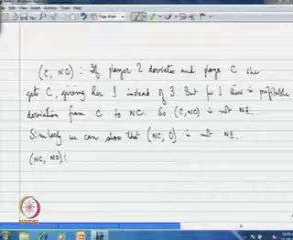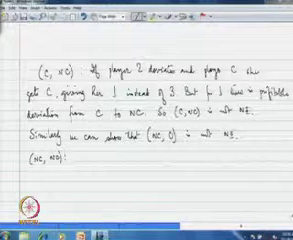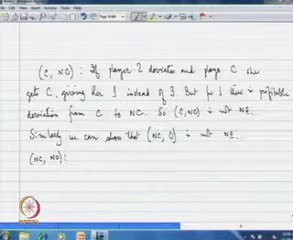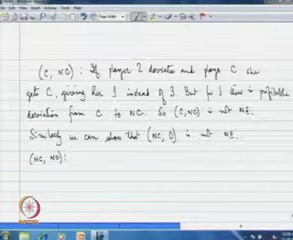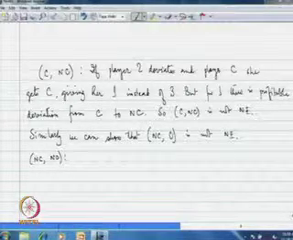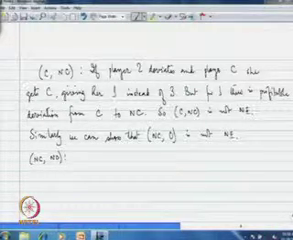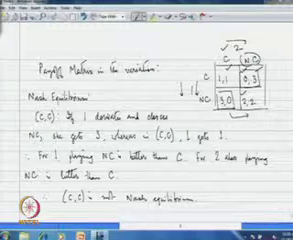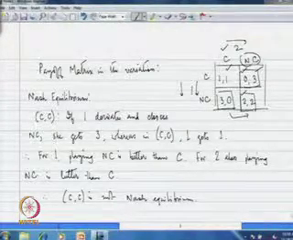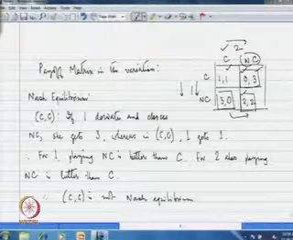Now, it is not necessary that every game should have a Nash equilibrium in pure strategy. It might very well happen that there is no pure strategy Nash equilibrium. So, let us check whether NC is a Nash equilibrium. We are talking about this cell here NC, giving each player 2.